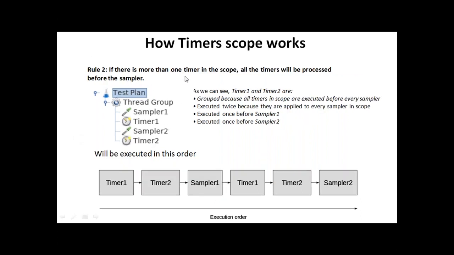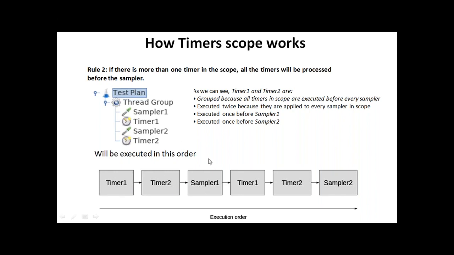Okay, if there is more than one timer in the scope, all timers will be processed before the sampler. Again, logically speaking, I need not put it as different rules and explain, but if you start thinking, this is what will happen. You see, there are 2 timers, timer 1 and timer 2. As per the order of execution, timers need to be executed before the samplers. So timer 1 will be executed, then timer 2, then sampler 1.